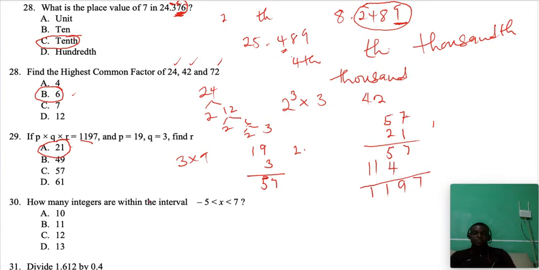The answer is 21. So we have question 30. How many integers are within the interval minus 5 is less than x, x is less than 7? So let's see, minus 4, minus 3, minus 2, minus 1. Then come to 0, 1, 2, 3, 4, 5, 6. So let's count them. 1, 2, 3, 4, 5, 6, 7, 8, 9, 10, 11. So you have 11 members. So 11 numbers are within the interval. Good.